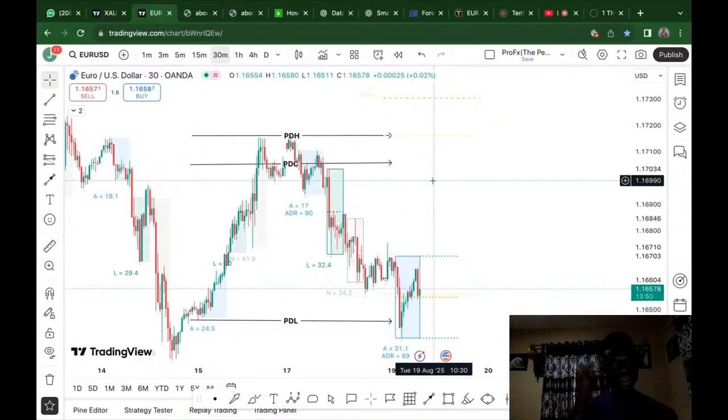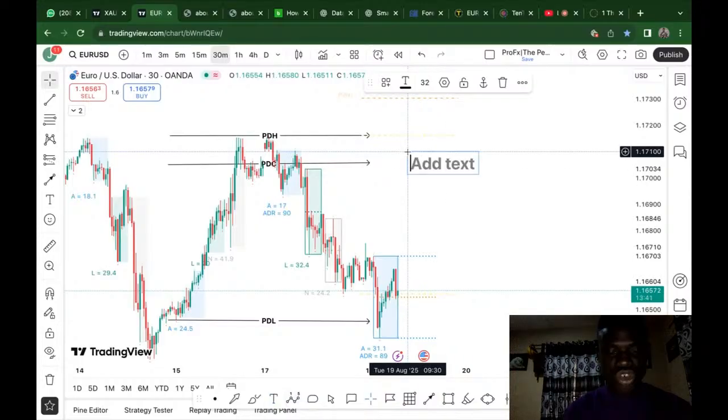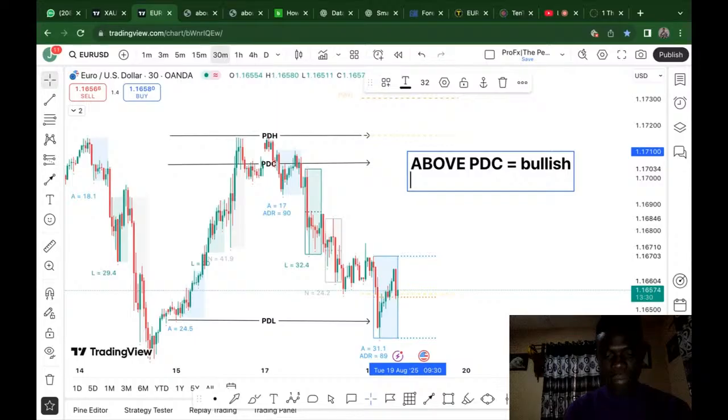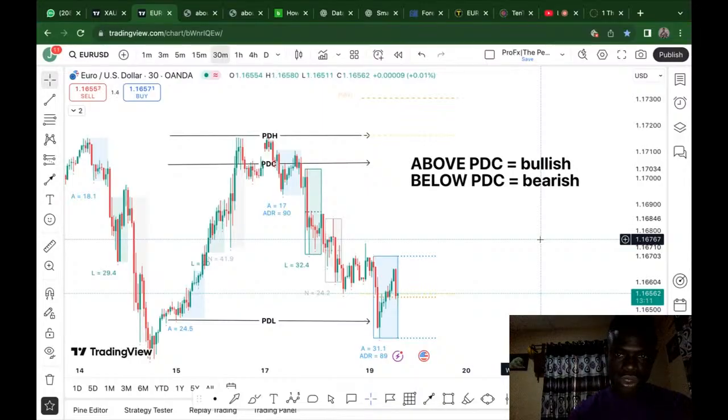Now, what do you observe? What do you notice? The rule is, just follow me carefully, that if price is trading above previous day close, it is expected to be bullish. This is the general rule of thought. Price above PDC, bullish. Price below PDC, bearish. Can someone type in the chat box? Price above PDC, bullish. Price below PDC, bearish. General rule of thought.